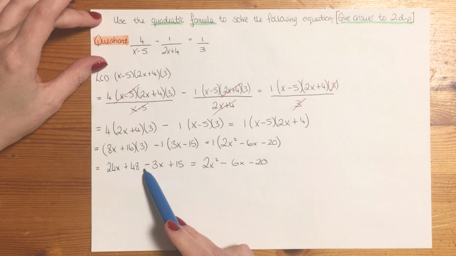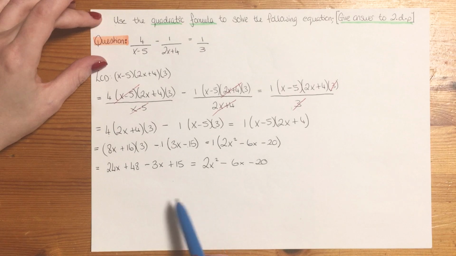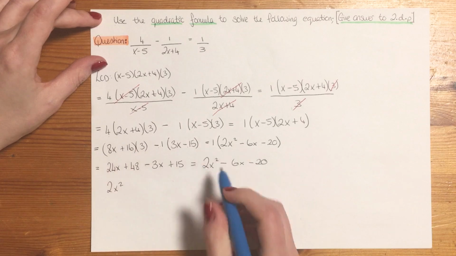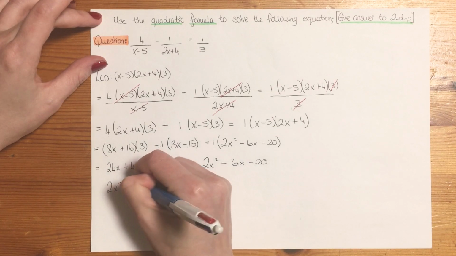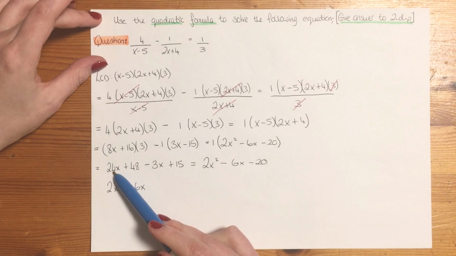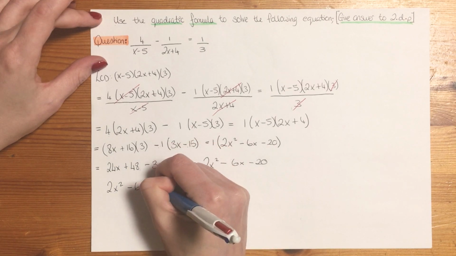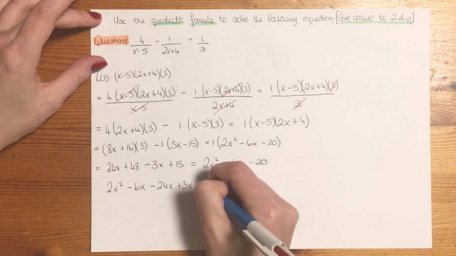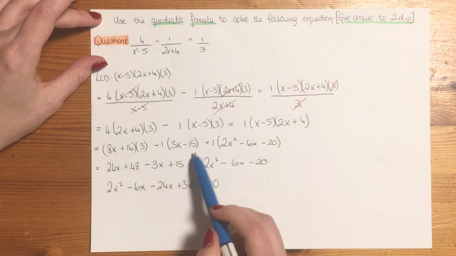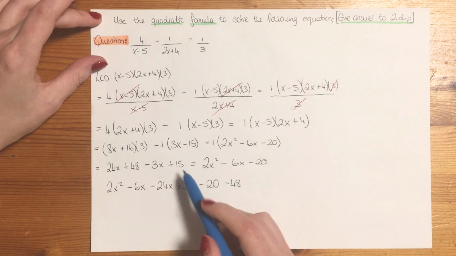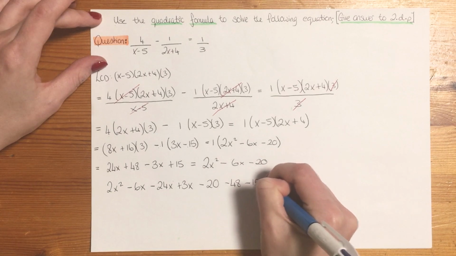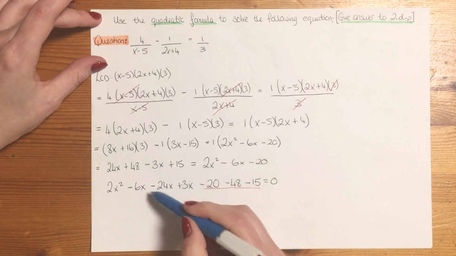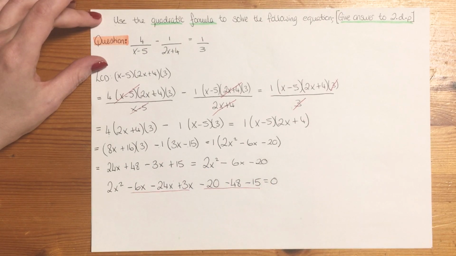So what we need to do now is get everything over to one side and tidy up what we can. So add all x's to x's, add all constants to constants. So we've got 2x squared minus 6x, bring over 24 and minus 3, which gives us minus 24x plus 3x. Then we've got minus 20, bring over 48, minus 48, bring over 15, minus 15, equals 0. Okay, so now I can add together all the constants and all the x terms to tidy this up.